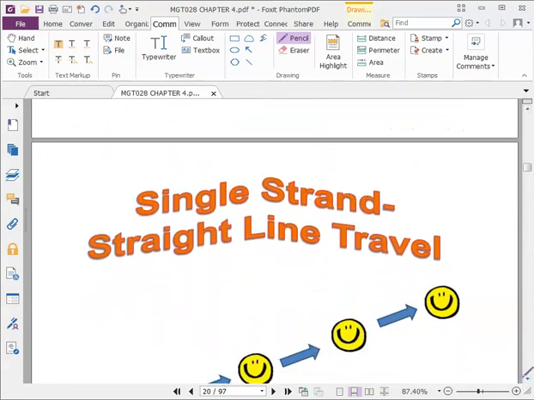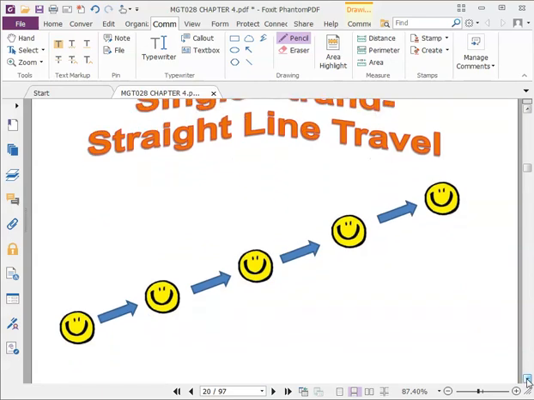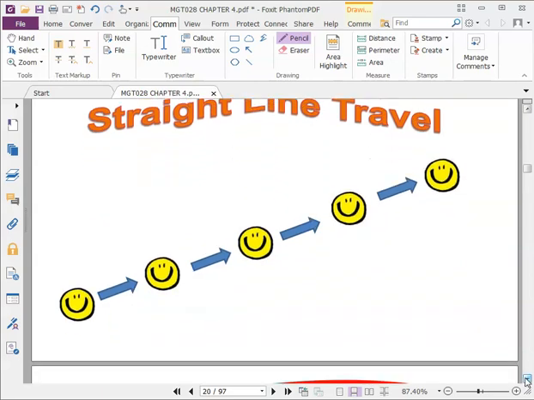So, single strand ni maksudnya dia ada satu saja. Okay, satu line saja. Okay, single kan? Single strand.